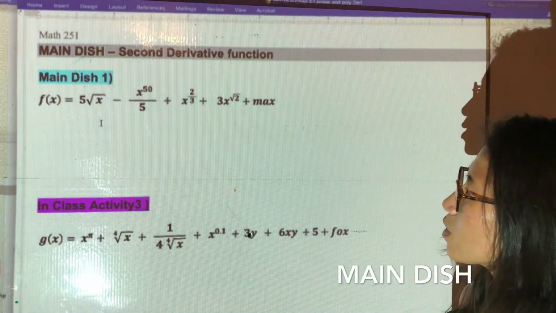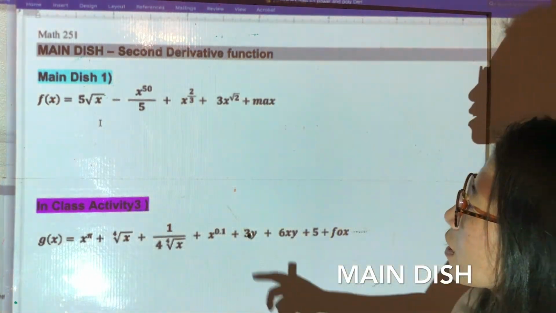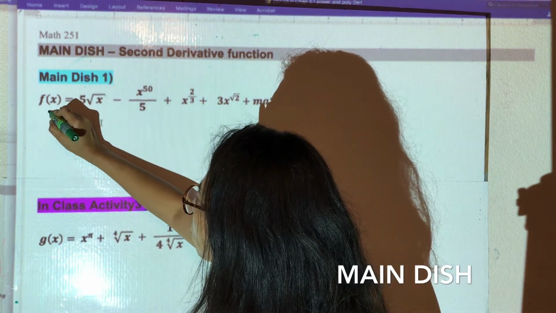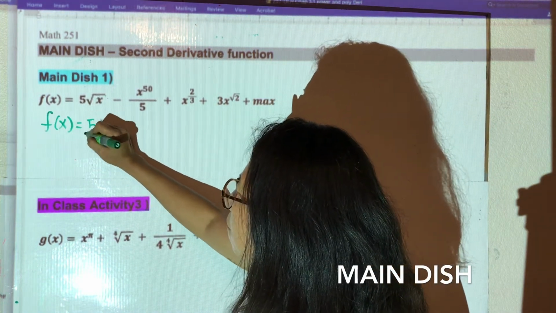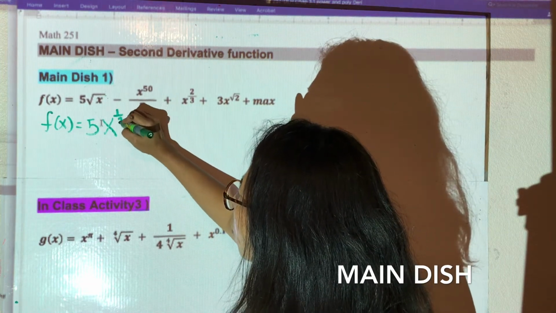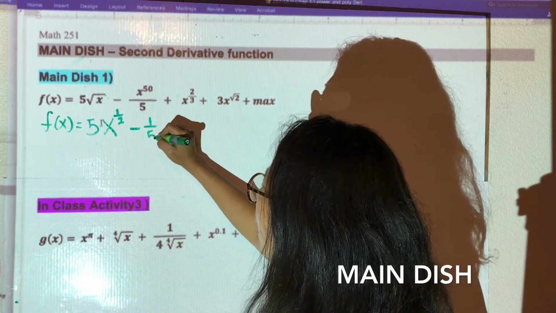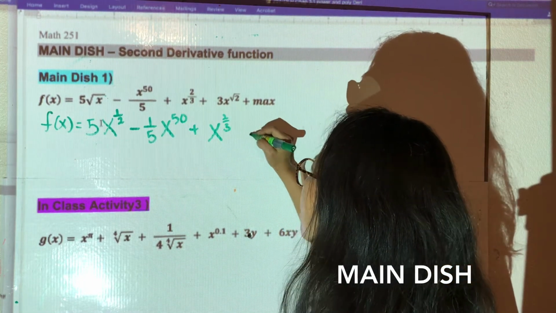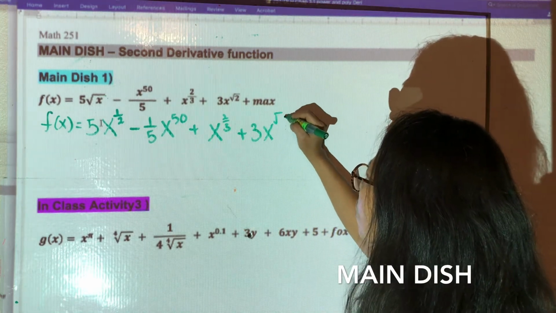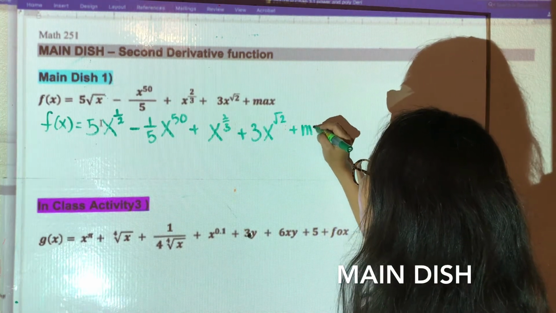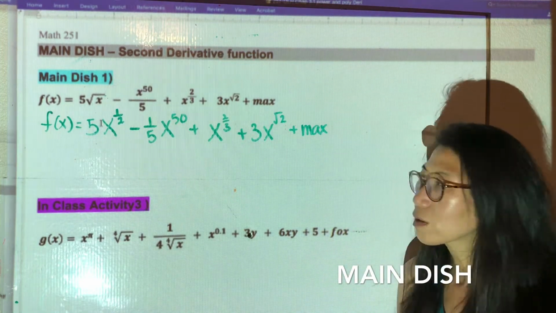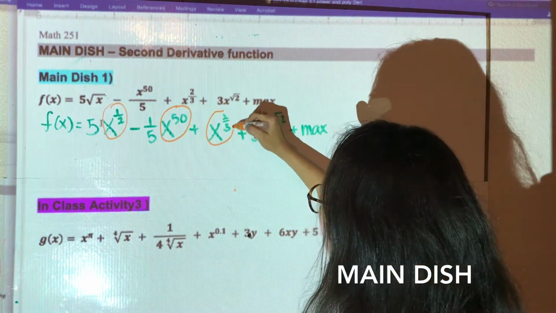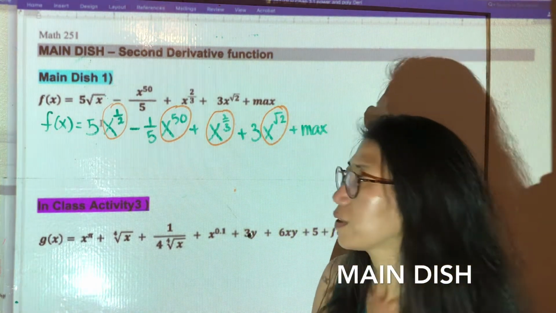So when I look at this one, look at the power carefully. It will be easier to change everything to power functions. So I'm going to rewrite again. 5x to the what power? 1 over 2. This is going to be 1 over 5. x to the 5th plus x to the 2 over 3 plus 3 to the x square root of 2 plus max. Okay, so I want to take a derivative, and the reason I changed everything to power functions is that I can apply the power rule of the derivative.